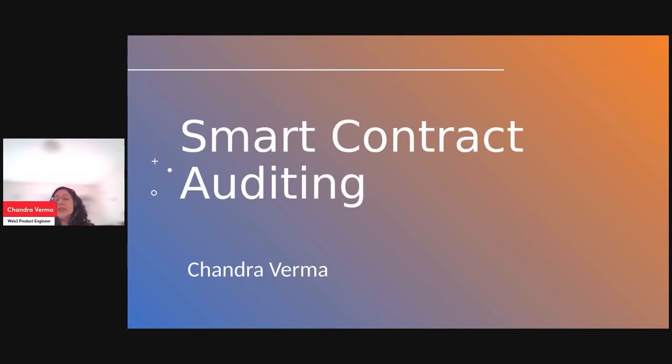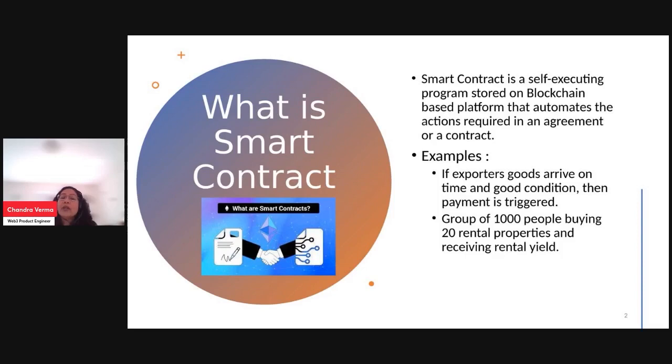So let's start. Today I'll discuss smart contract auditing, but before that, I would like to discuss what a smart contract is. Many of you know already what a smart contract is, but here I'd like to give some idea. A smart contract is a self-executing program written in Solidity or Vyper, which is a Python-based programming language, and it is stored on the blockchain and it runs automatically whenever some predefined conditions are met.